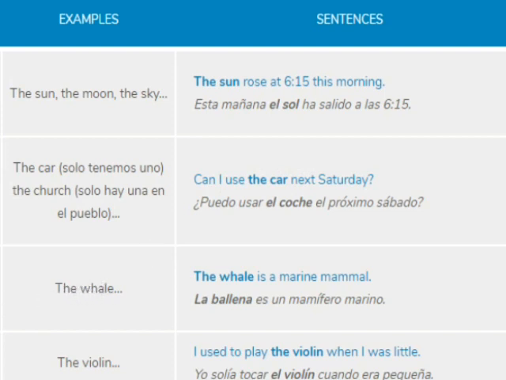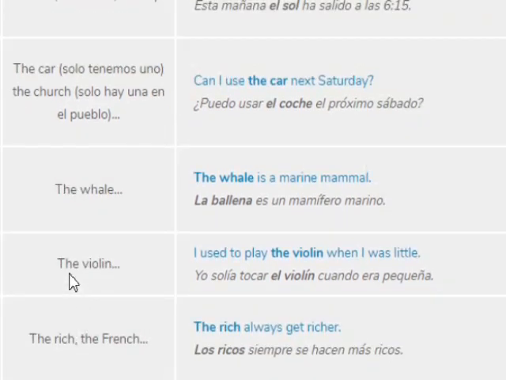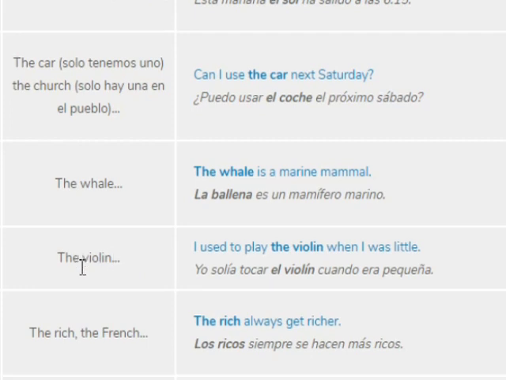When we talk about countable names in singular, for example, the whale is a marine mammal. Okay? When we talk about musical instruments, we say the violin, the drums, the guitar, the piano. Always when we talk about a musical instrument, we have to use the definite article "the".